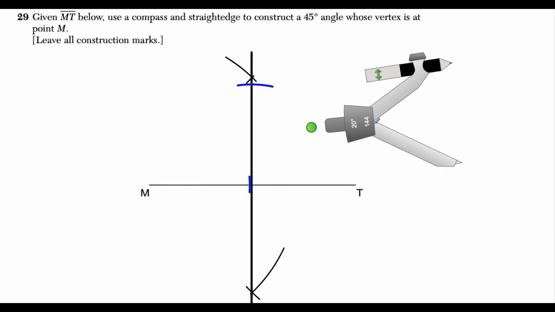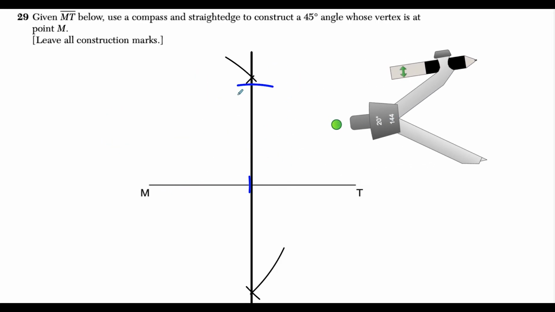So if both legs of this right triangle are the same length, then this is going to be an isosceles right triangle, so both angles will be 45 degrees. So now we just have to connect this point here to point M. So we'll just draw this in carefully. Let's connect this point here down to this point here.